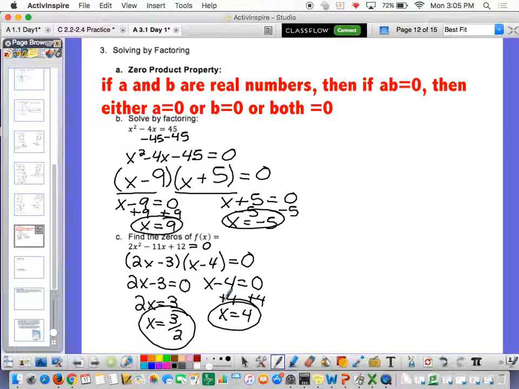The factoring is probably going to be the hardest thing for you guys because for some reason, I don't know, factoring is just a tough thing for some algebra kids to understand.